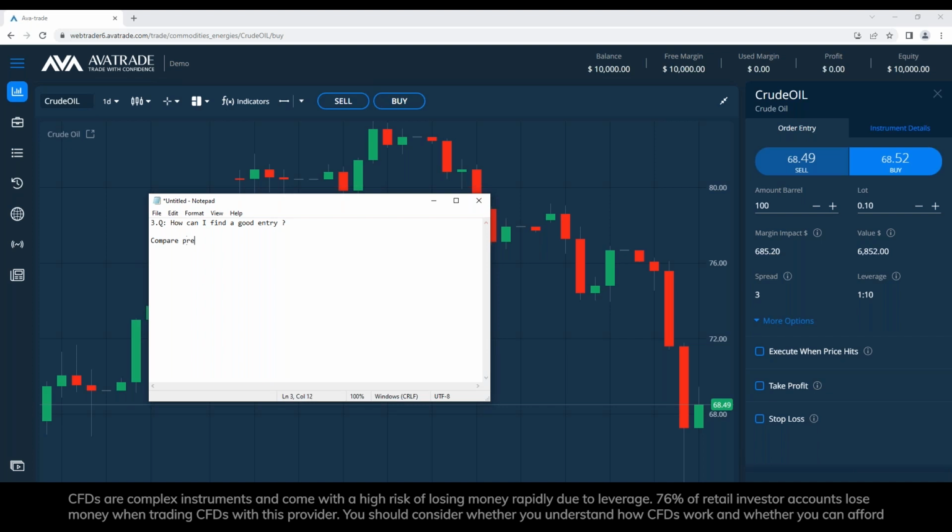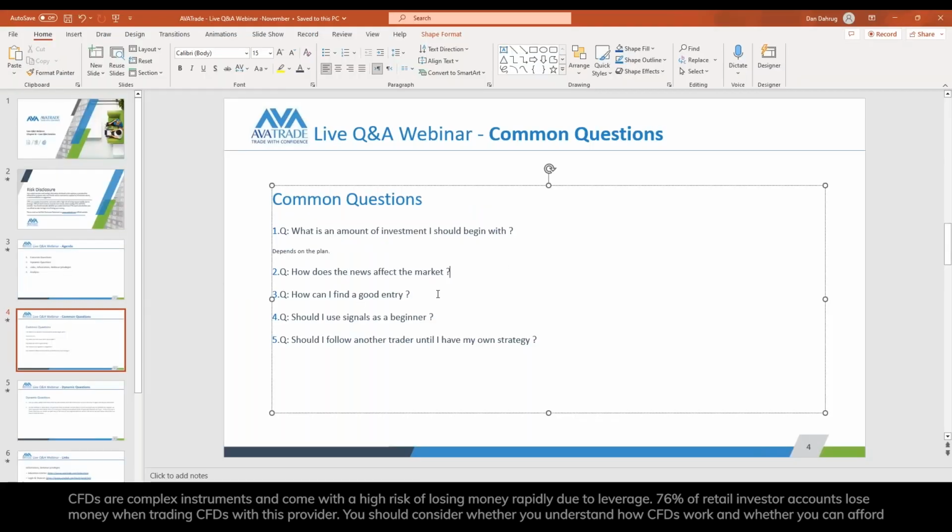So how can I find a good entry? Compare previous prices, dates, and analyze support and resistance. Okay, I don't know if it helps. Those questions are very, very general, but still I'm doing my best to. Okay.